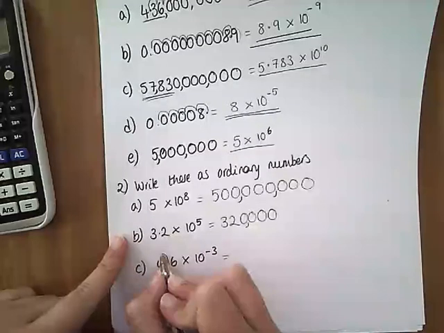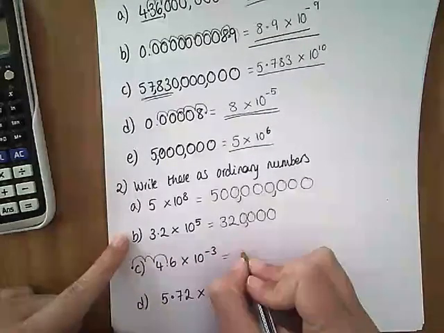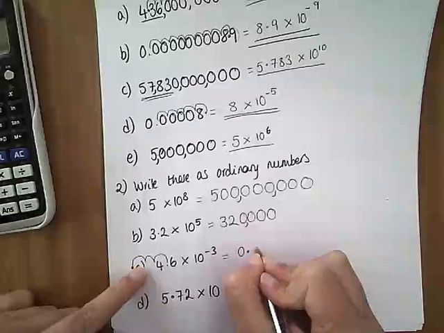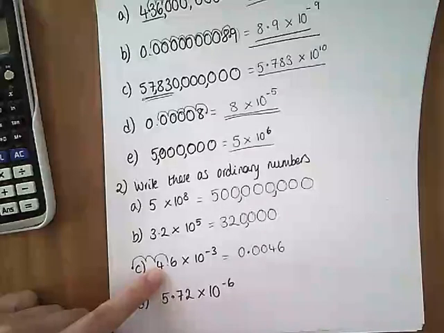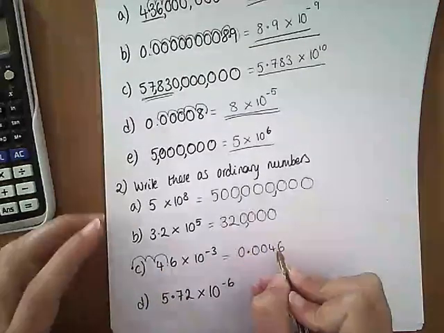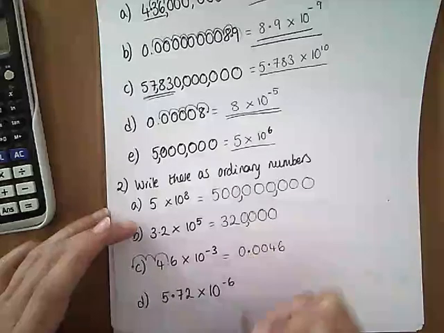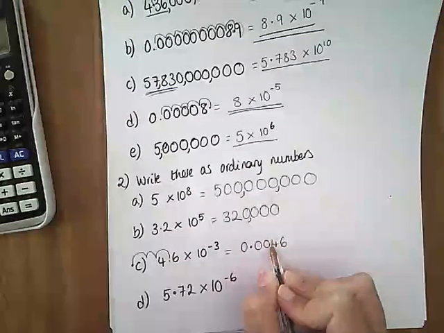Okay, this one, we're going back the other way, so I'm moving my decimal point 3 places, 1, 2, 3, that's where the decimal point goes, so it's 0.0046. Okay, my decimal point has done 3 hops, one of those hops is to get to the beginning of the 4, so then we've got 2 zeros in between.